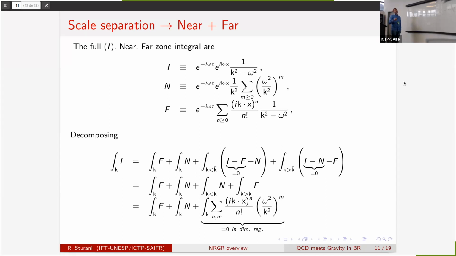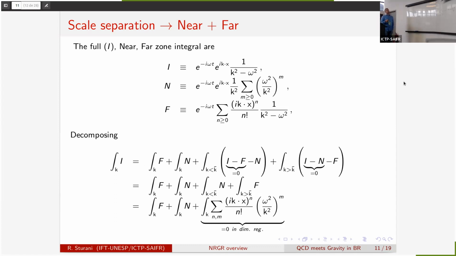So you get two powers of x and two of k, the quadrupole coupled to the Riemann. Three powers of x and three powers of k, the octupole coupled to one derivative of the Riemann tensor, and so on. So this is the far zone approximation, basically expanding the exponential, and this is the near zone approximation, expanding the propagator.